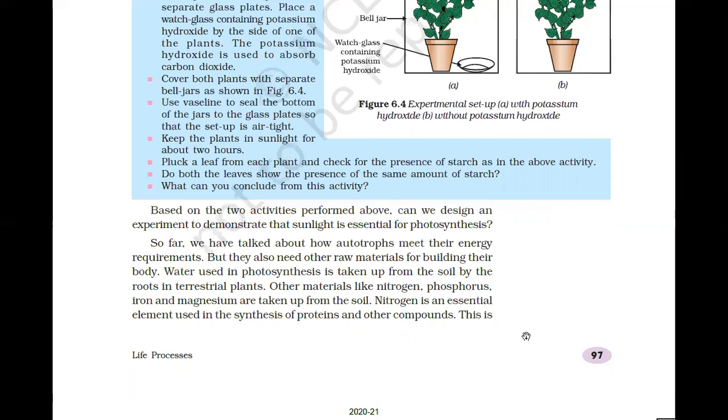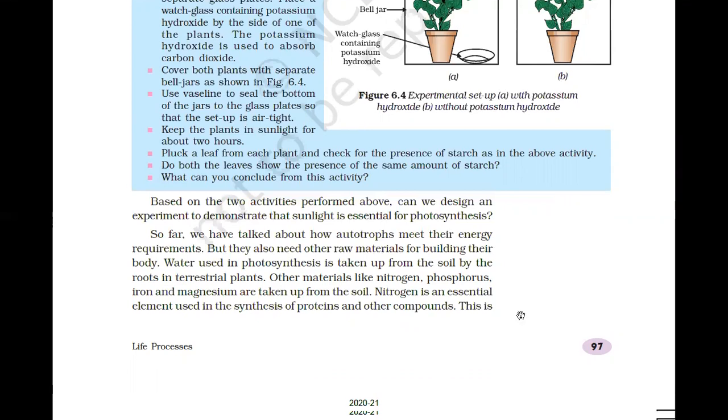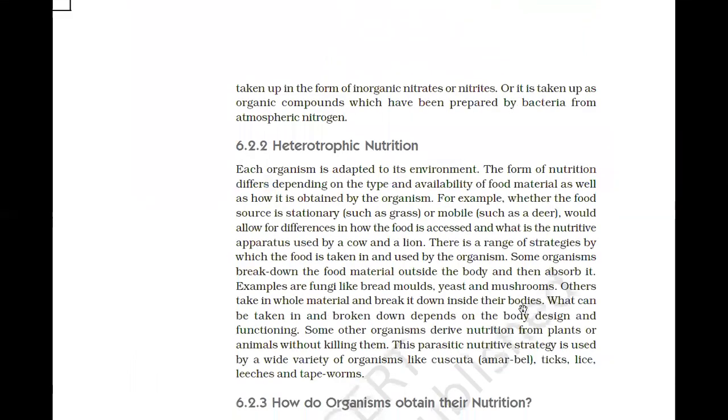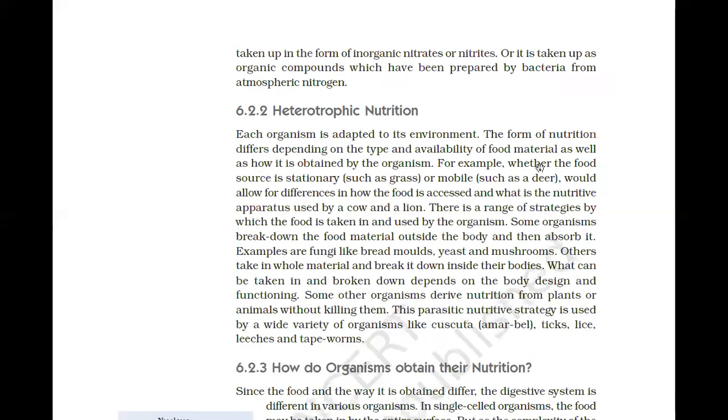Other materials like nitrogen, phosphorus, iron, and magnesium are taken up from the soil. Nitrogen is an essential element used in the synthesis of proteins and other compounds. This is taken up in the form of inorganic nitrates or nitrites, or it is taken up as organic compounds which have been prepared by bacteria from atmospheric nitrogen.